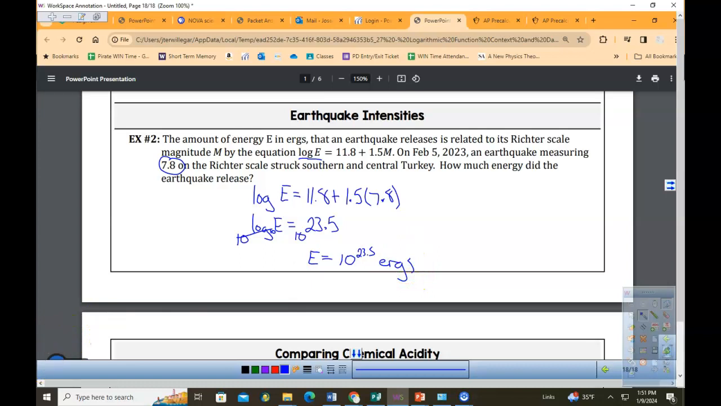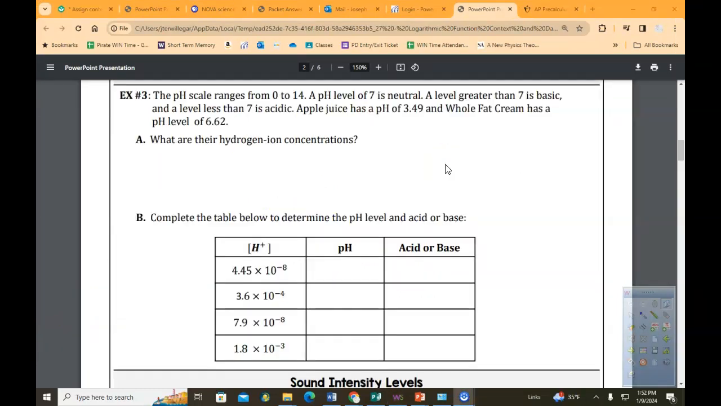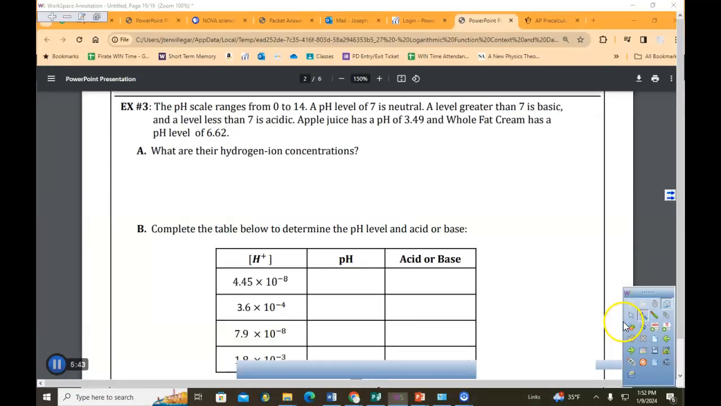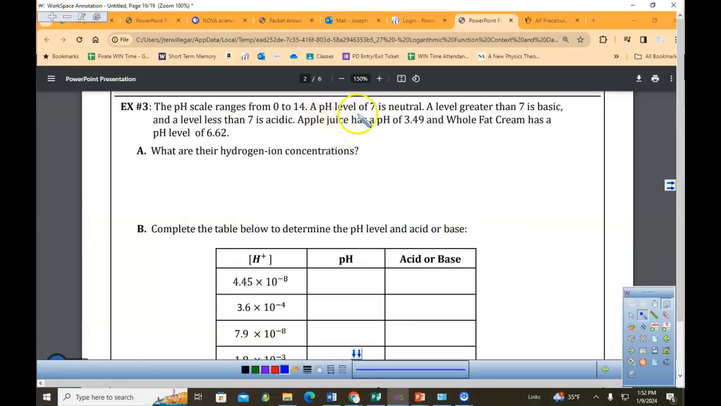Okay? All right, last one. Let's do example 3. Call it a day. All right, so pH ranges from 0 to 14. 7 is neutral, and every level greater than that is basic, 10 times more basic, and everyone less. Remember our magnitudes? So apple juice has a pH of 3.49, and whole cream has a pH level of 6.62. What are their hydrogen ion concentrations?